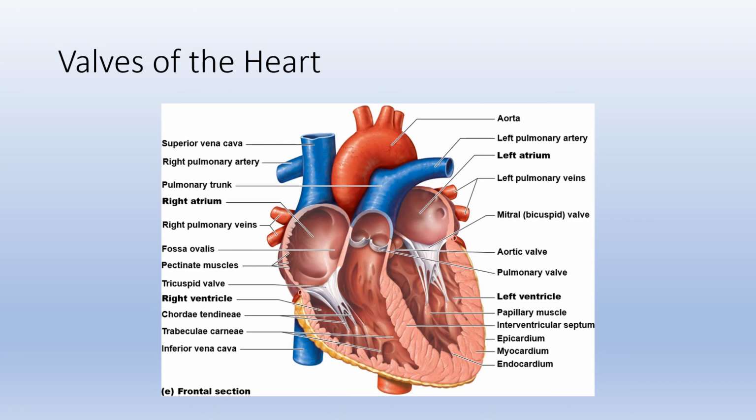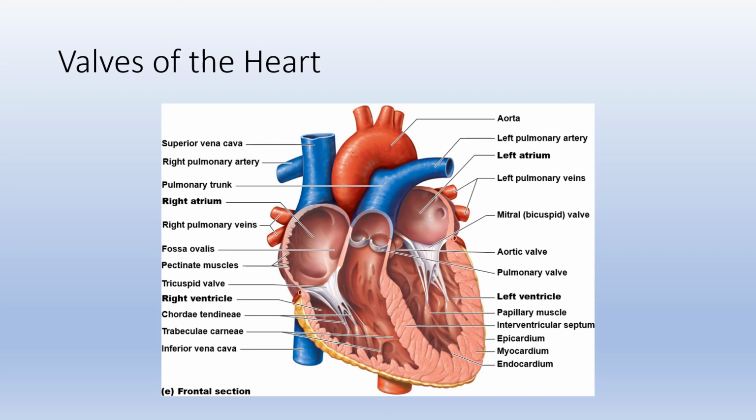Here is everyone's favorite image again. Now you should be able to identify the 4 chambers, the great vessels associated around the heart, the characteristics of the ventricular walls, like the trabeculae carneae and the papillary muscles. Now you should be able to identify the tricuspid and bicuspid valve.